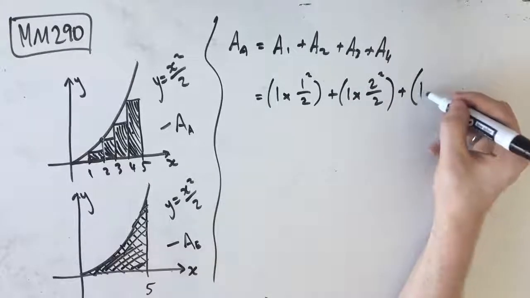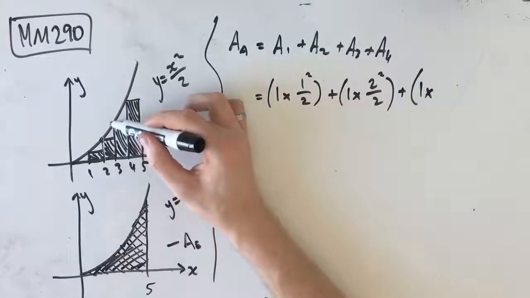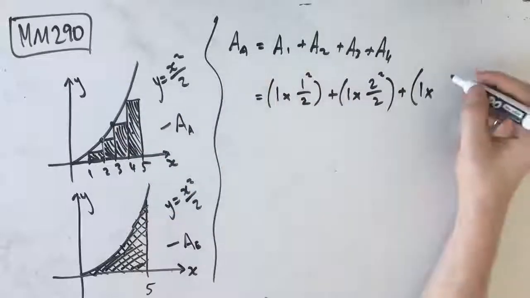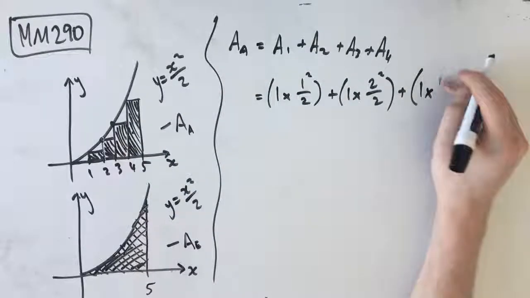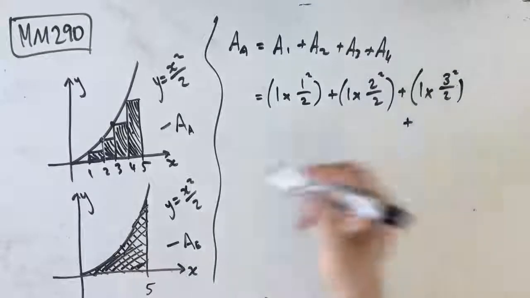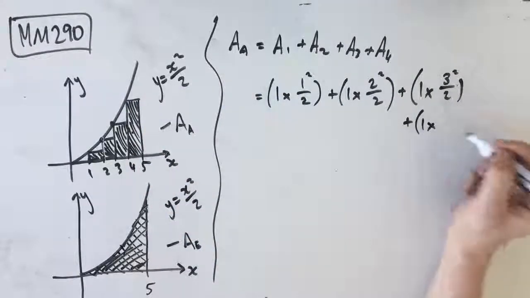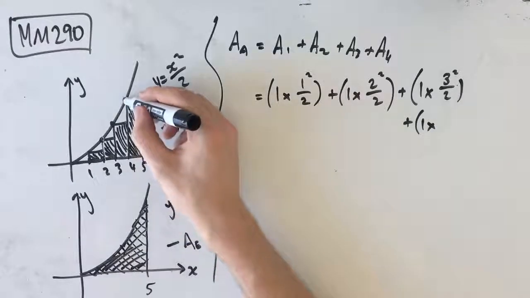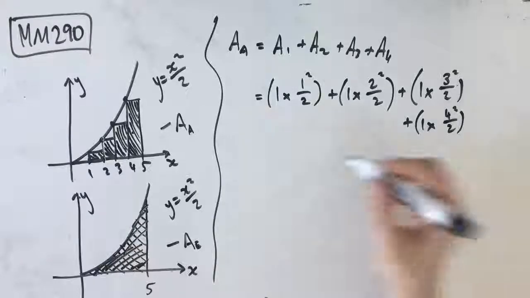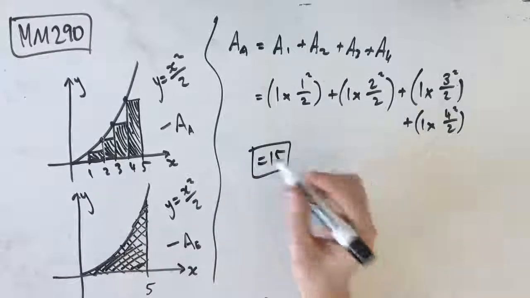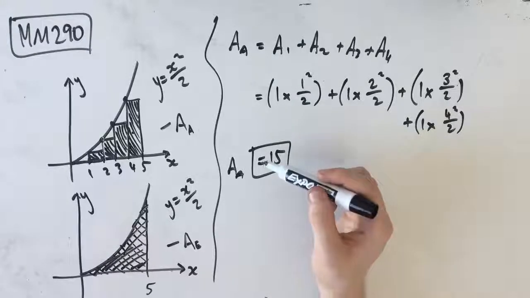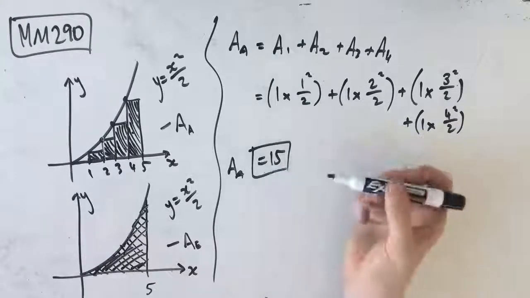Plus, again, our width is 1, and our height, as I'm sure you're starting to see a pattern here, is our y value at x equals 3, which means we get 3 squared over 2. And then our last rectangle has, again, a width of 1 and a height of the y value at x equals 4. So 4 squared over 2. Now, what we get here is 15. I would just do this in your calculator. So that means that our approximate area is 15 units squared.